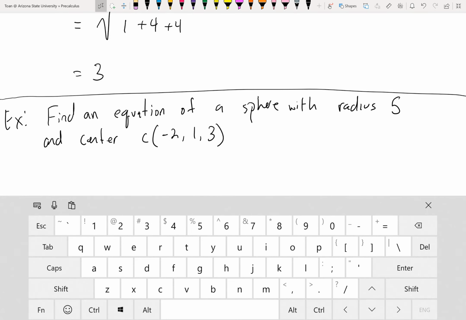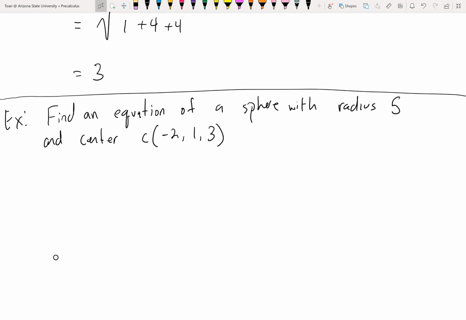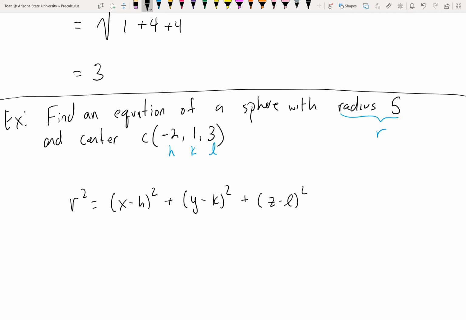Now this is the easiest type of question because they basically gave you everything you need. Since they gave us a radius of 5, that's clearly your R. And remember, your center isn't an ordinary point x, y, z. Your center has special letters: this is your H, K, and L. So we have a general format: r squared equals (x minus h) squared plus (y minus k) squared plus (z minus l) squared. Basically, we're done.